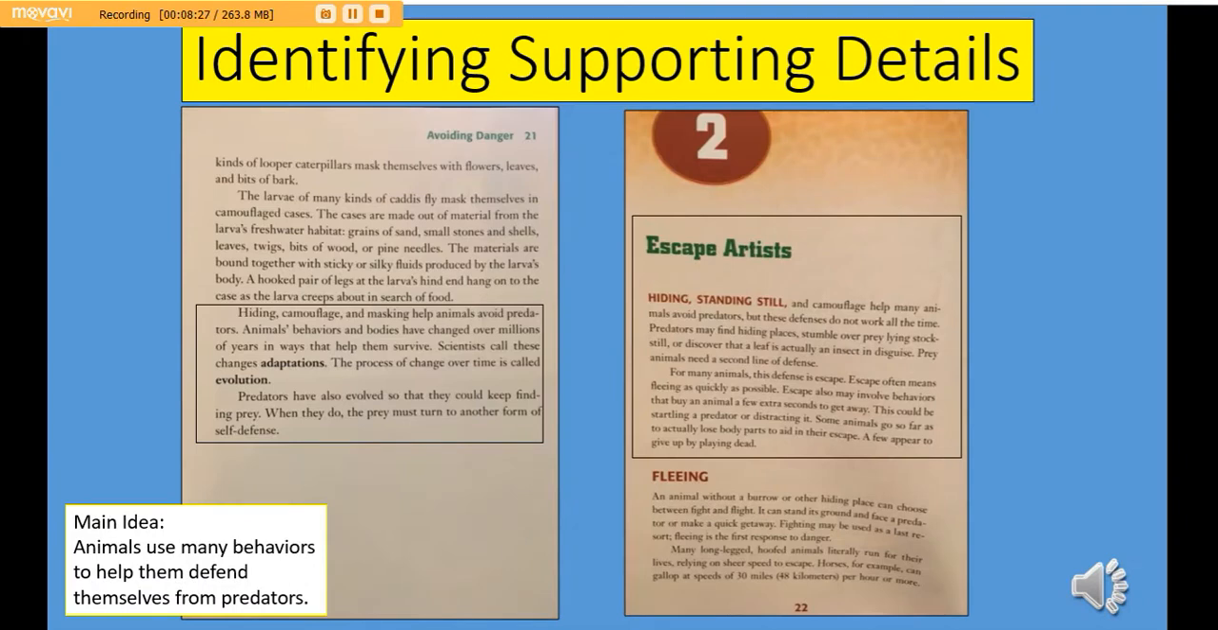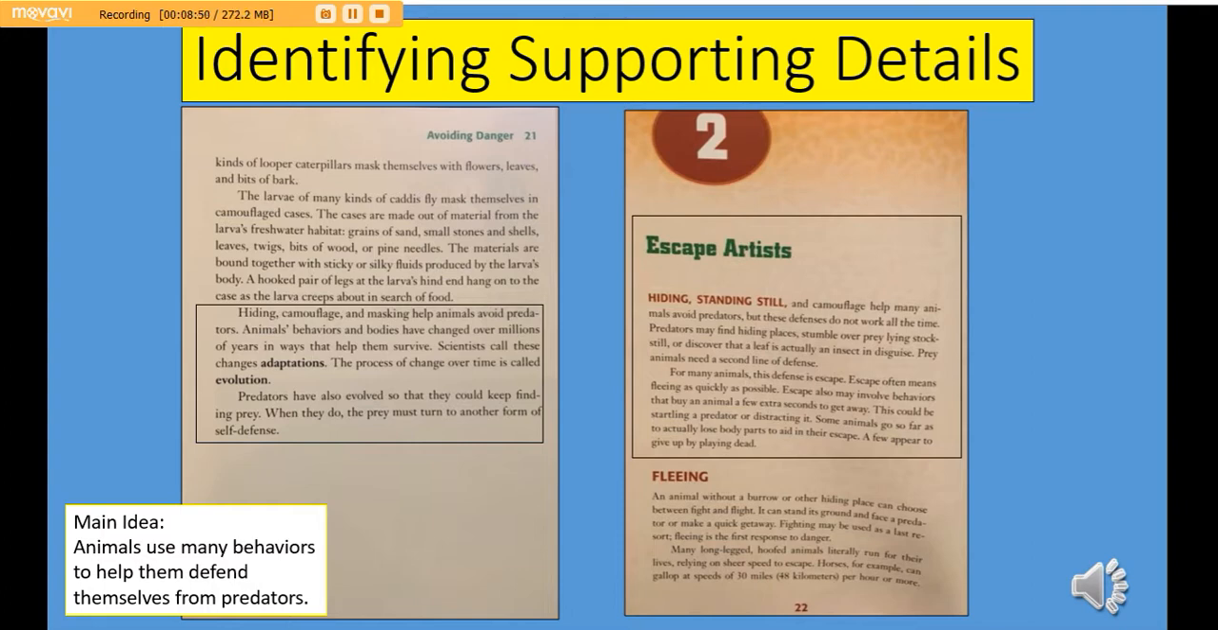I'm going to continue reading this section, remembering that my main idea is animals use many behaviors to help them defend themselves from predators. Page 21, the last 2 paragraphs. Hiding, camouflage, and masking help animals avoid predators.